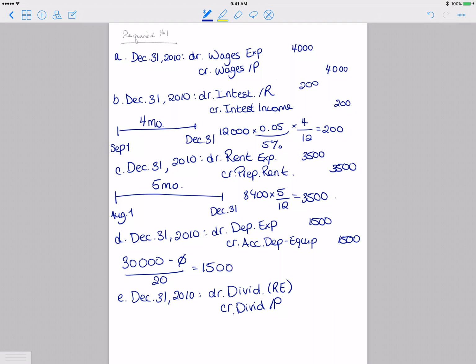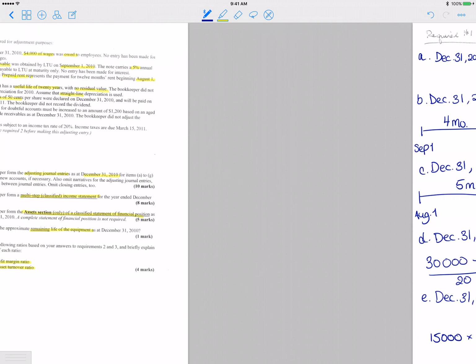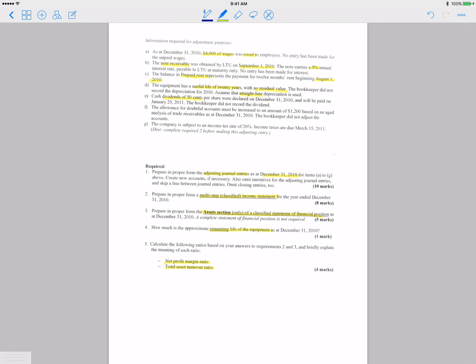Now we need to figure out how much we need to pay out. So we know we had 15,000 shares at a 50-cent dividend per share. This gives us 7,500. And we just simply add that in to our entry. Now, let's look at part F.